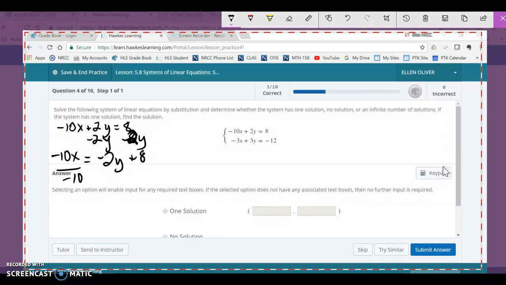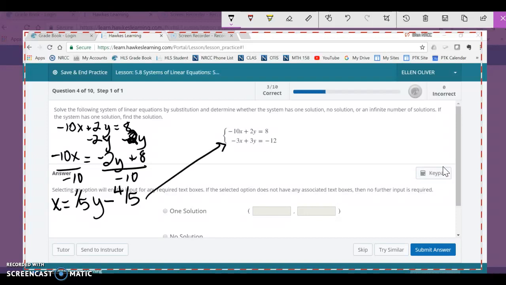Divide by negative 10. X equals 1/5 y minus 4/5. See how I did that? If you need help with that, that's from Unit 1, but I did negative 2 divided by negative 10 to reduce that to 1/5. Positive 8 divided by negative 10 reduces to negative 4/5.